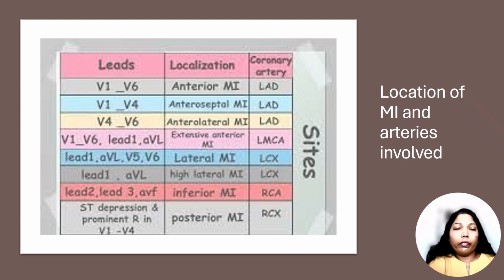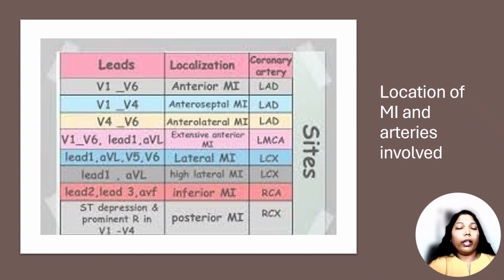V1 to V4, that is septal MI. V4 to V6, that is lateral, because it is towards the lateral side of the patient's body. So V4 to V6 view the lateral side of the heart. In all the anterior MI, including the septal and the lateral, the artery affected is LAD, left anterior descending.